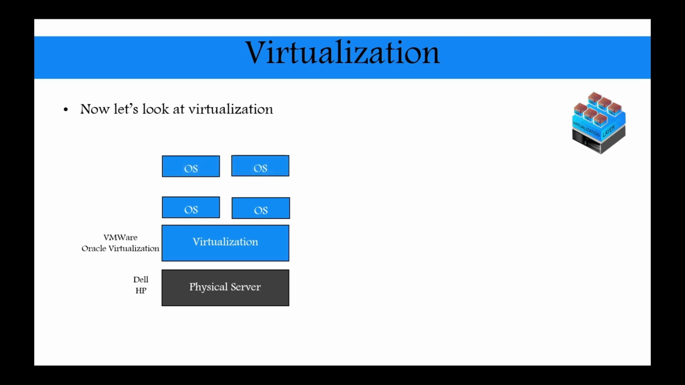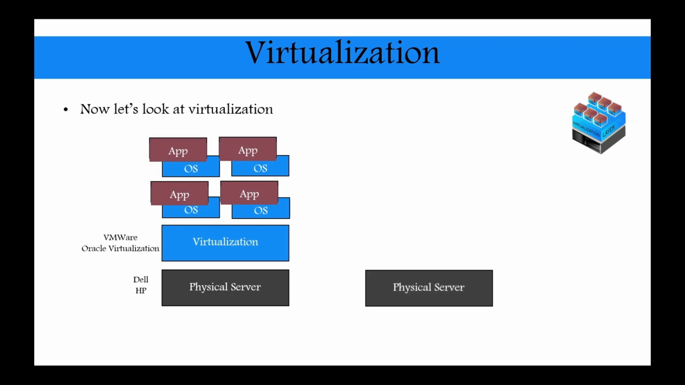So you could install 2, 3, 4, as many operating systems as you can, depending on the resources that you have on the physical system. And then on top of those operating systems, you have the applications individually running on each of those operating systems. Now, what's the advantage? Let's look at the advantage.